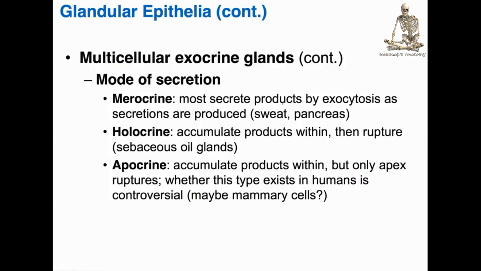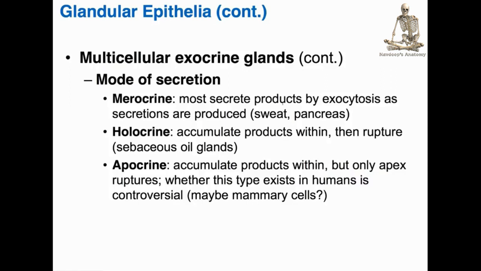Now the multicellular exocrine glands can also be classified on the basis of the mode of secretion. The first is merocrine, where most of the secretory products are secreted by the process of exocytosis. The best examples of this are the sweat glands and the pancreas, which secrete by the process of exocytosis, and it is called merocrine. Then comes the holocrine secretion.